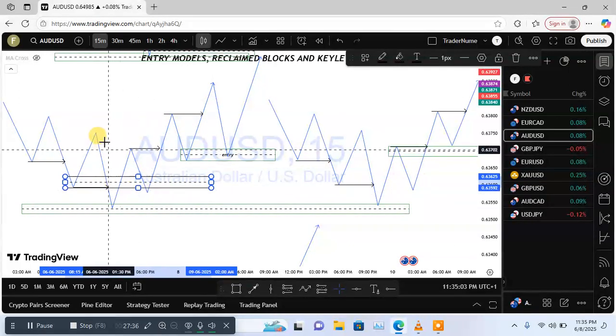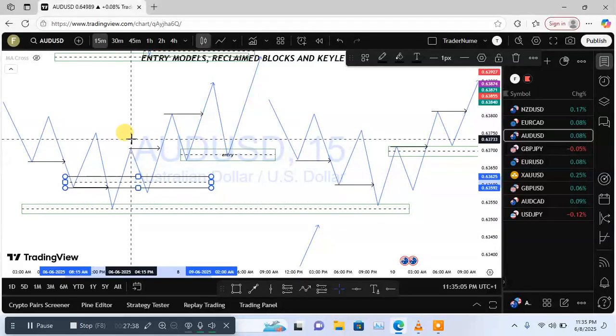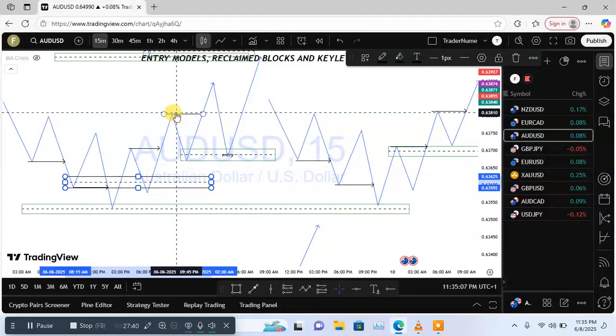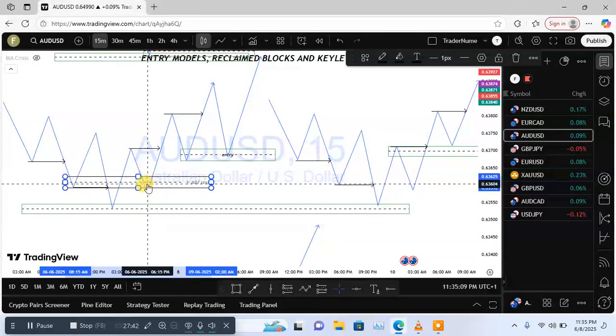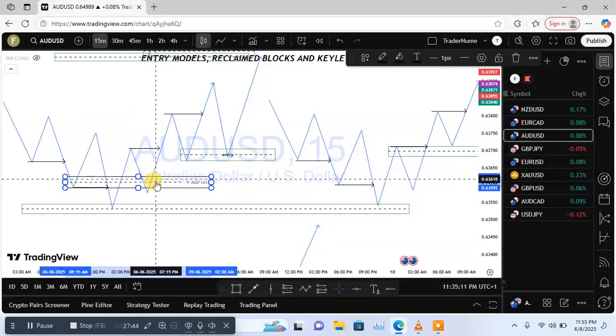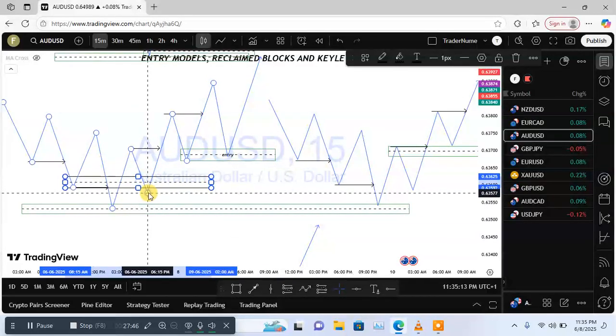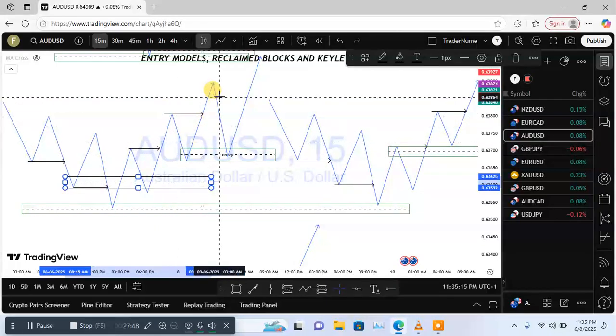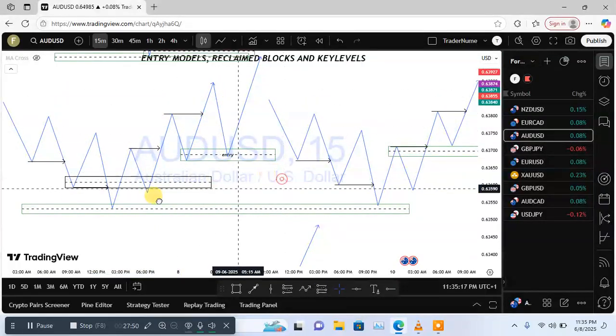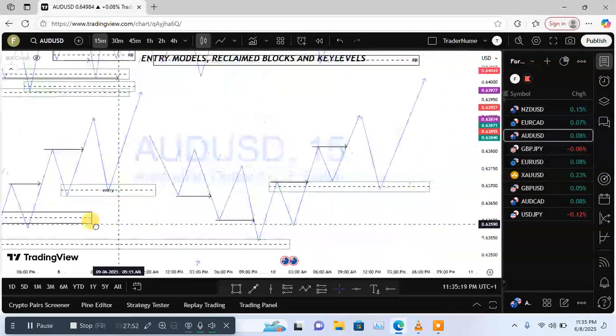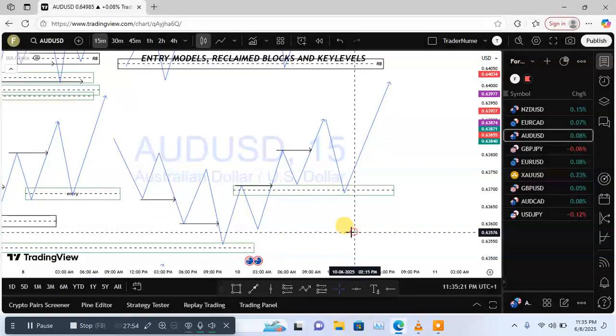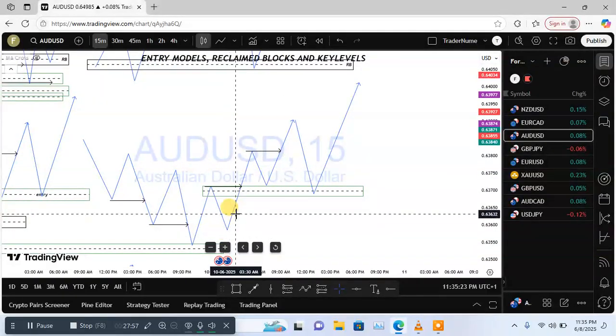When price disrespected it again, came back, then boom. But I won't advise you to take this one because it will be kind of risky, because price might do anything. You've not gotten the double break, right? But you can take this one.